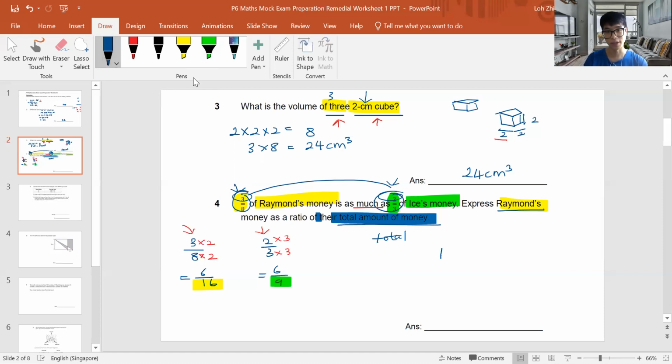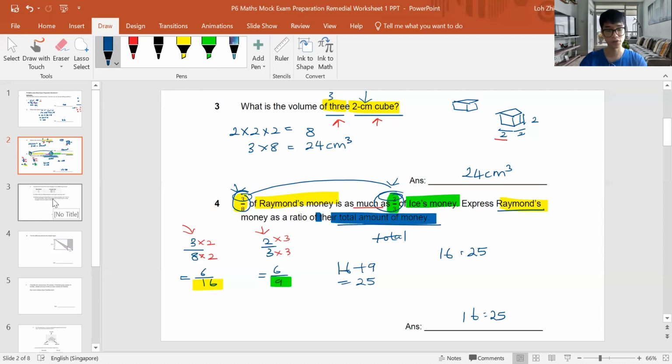So we know that Raymond has 16, and their total amount of money actually is 16 plus 9, that's equal to 25. So the ratio here is supposed to be 16 to 25. And that is actually the result. Okay. I hope it's really clear for you. And if you're still not familiar with this method, feel free to use the bar modeling method that we have been explaining throughout the whole year for this concept.